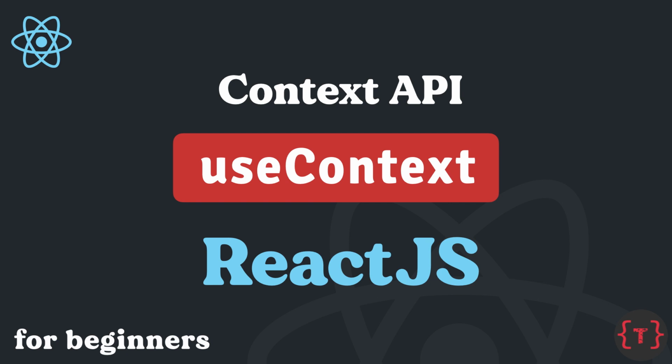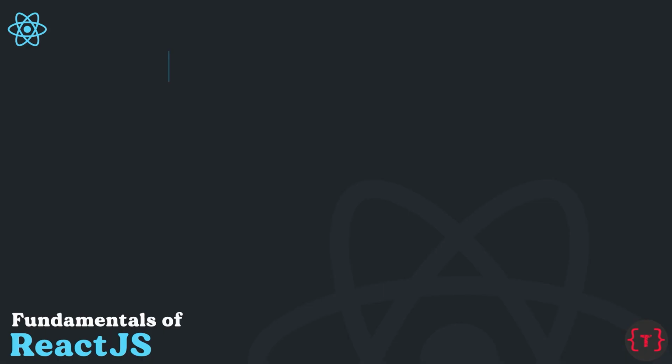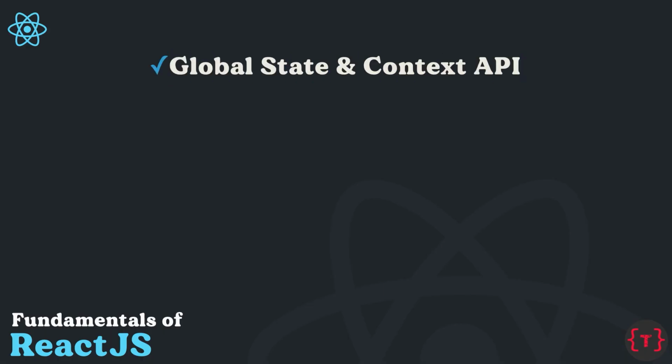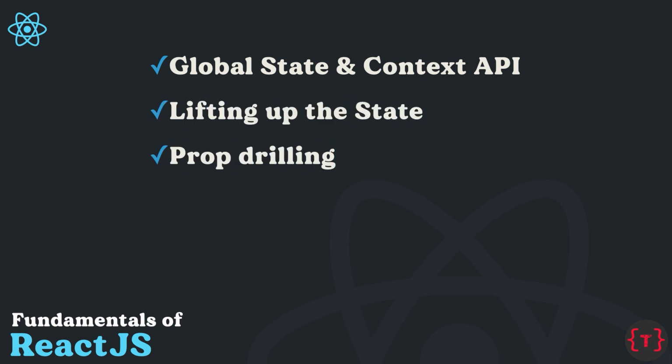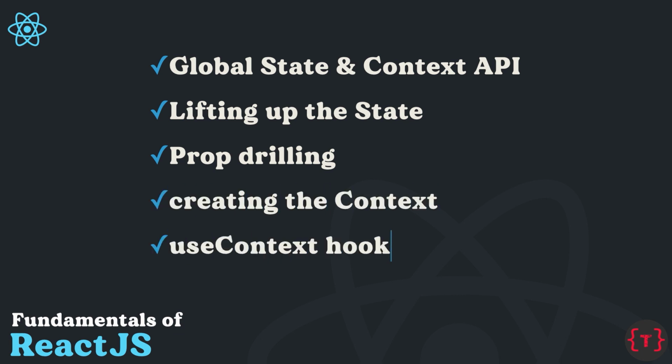So in this video, let's learn about the context API and the useContext hook. Firstly, we'll understand what global state is and what context API is used for. And then we'll understand some fundamentals like lifting up the state and prop drilling. And then we'll move ahead and create our context using the context API. And then we'll use the useContext hook to consume that API.